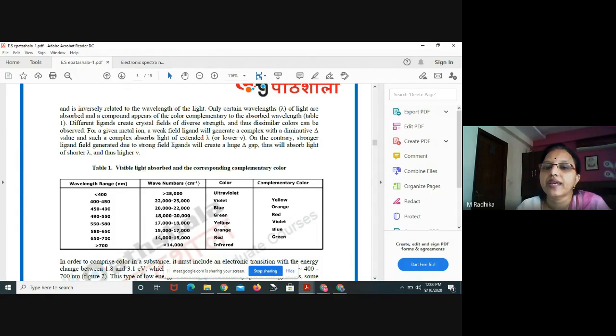If it is absorbing yellow, it will be violet again. If it is orange, it is blue. If it is absorbing red, it will be green. So these are the complementary colors.